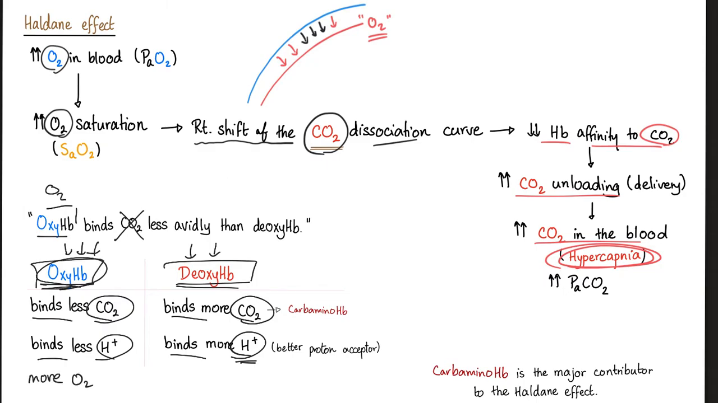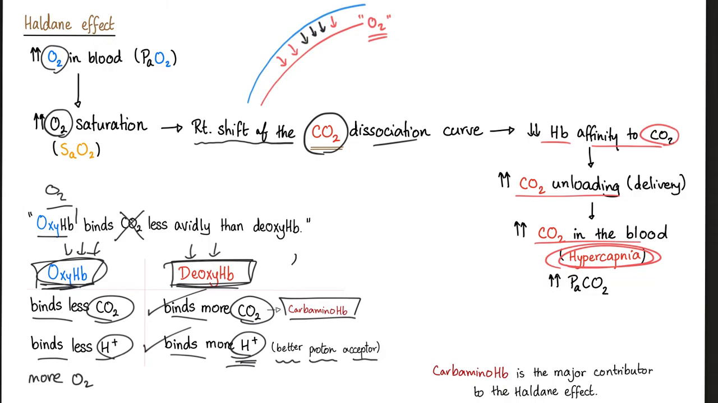That's why we call it oxy. How about the deoxy? It does not carry more oxygen. Instead, it carries more CO2 and more hydrogen ion. When it carries more CO2, it's called carbaminohemoglobin. When it binds more hydrogen, it becomes a beta proton acceptor.